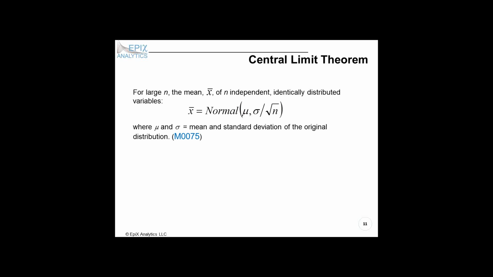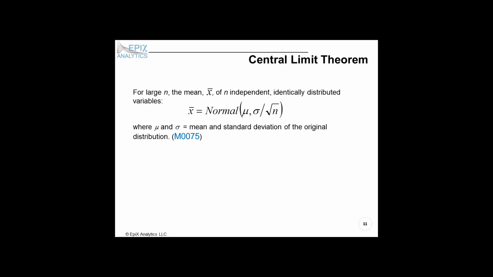So in this case, what we're talking about is for a large N being a sample size. So for a large sample, the mean across that sample, and we'll call that mean X bar. X bar, the mean of N independent, identically distributed variables, will be distributed according to a normal distribution with the mean of mu and a standard deviation of sigma divided by the square root of the sample size. And now the mu and the sigma in this formula, those are the mean and the standard deviation of the original distribution, the distribution that we're drawing these N samples from.